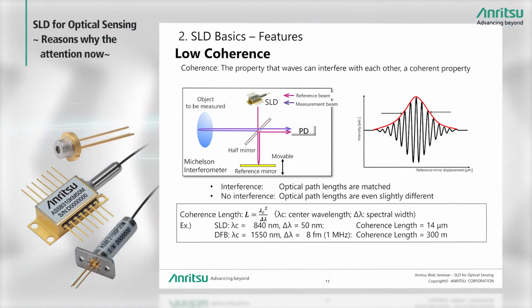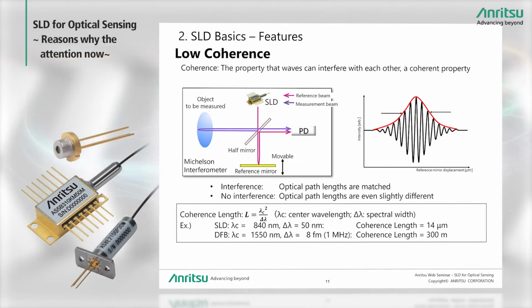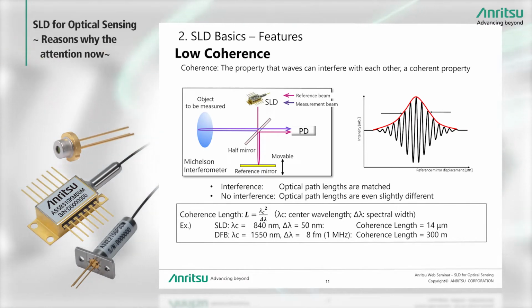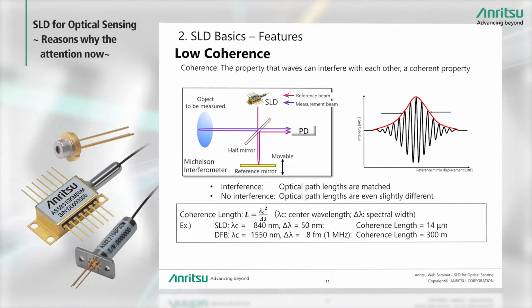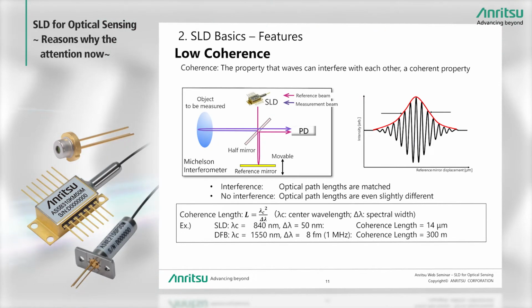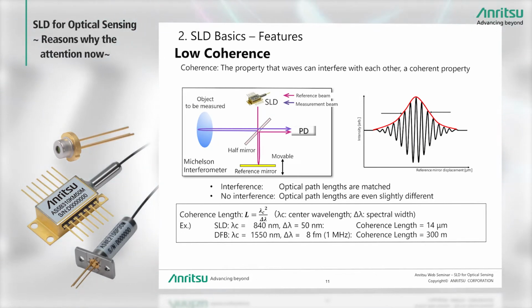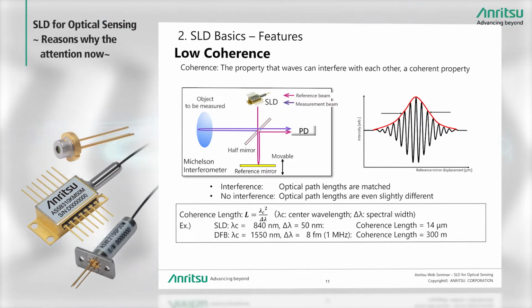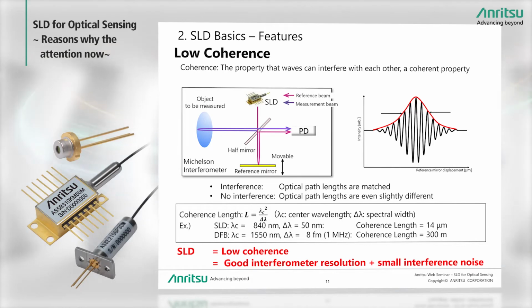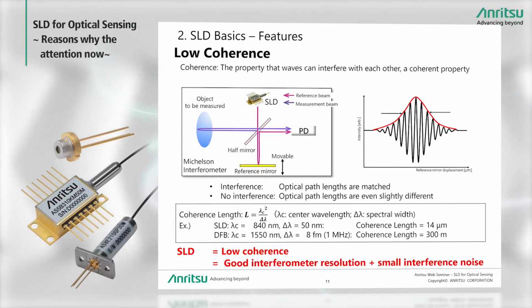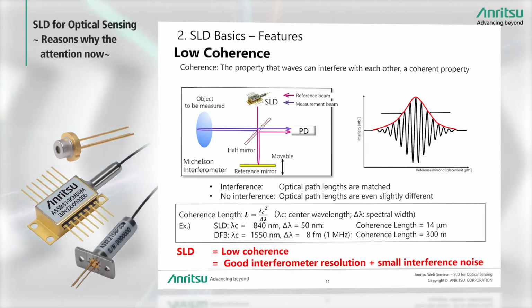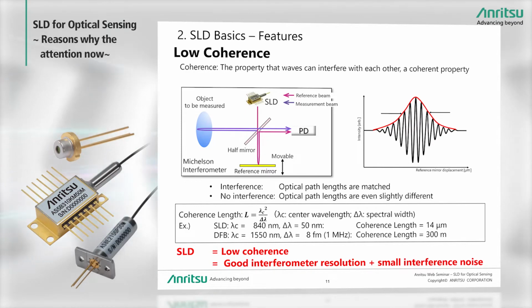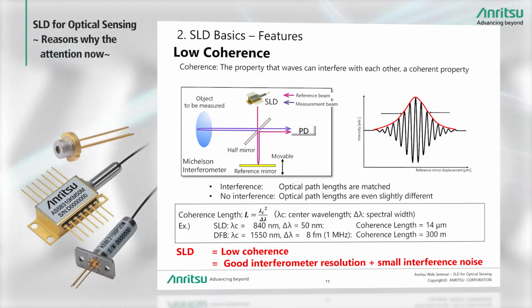The slide also shows a comparison with DFB laser with a narrow spectral width and indicates that the coherence length is 300 meters for 1 MHz DFB with a center wavelength of 1550 nanometers and spectral width of 8 femtometers. Accordingly, low-coherence SLD is largely unaffected by noise and have the merits of good resolution for interferometry applications as well as small noise.